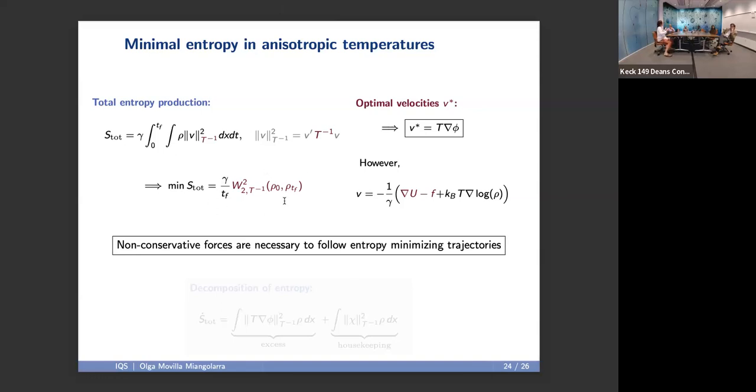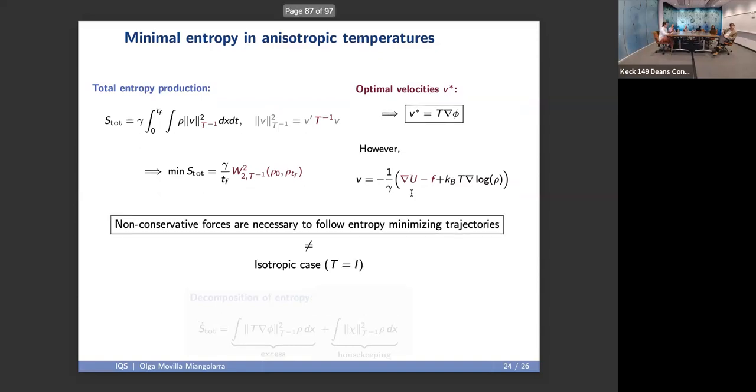Now, as I talked about, this is not typically the case in experimental setups. So if we are trying to minimize entropy production by only using a potential force, then we really need to quantify a trade-off between the different things we can do. This is again in contrast with the other case in which T is the identity and velocities are simply the gradient of a function, and we really have control over the whole thing, and we can follow entropy minimizing trajectories.